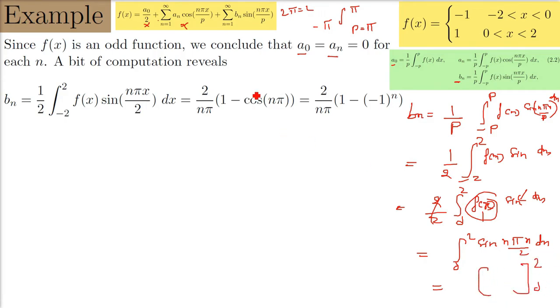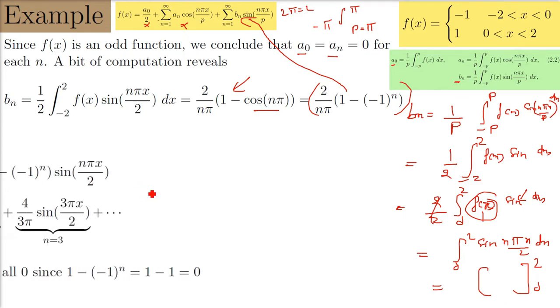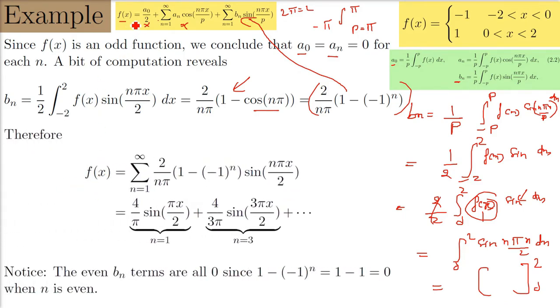So the final result is 2 by n pi, 1 minus cos n pi. But I told you cos n pi is negative 1 to the power n. If you remember, this is negative 1 to the power n. This whole term is bn. Now go to the Fourier series and put it in, because f(x) equals a0 term, which you are not going to take, an term, which you are not going to take. You are going to take the sum from n equals 1 to infinity of bn, and in place of bn you will write directly this term, and then sin(n pi x by p).